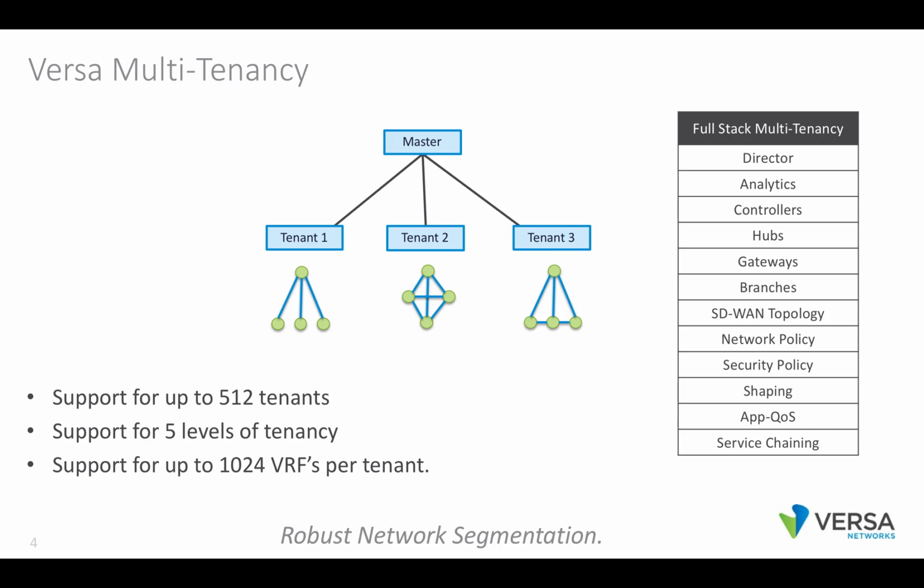We do support 512 tenants with 5 levels of tenant hierarchy and up to 1,024 VRFs per tenant. Each tenant can have their own unique SD-WAN topology with their own SD-WAN keys. This provides robust network segmentation.